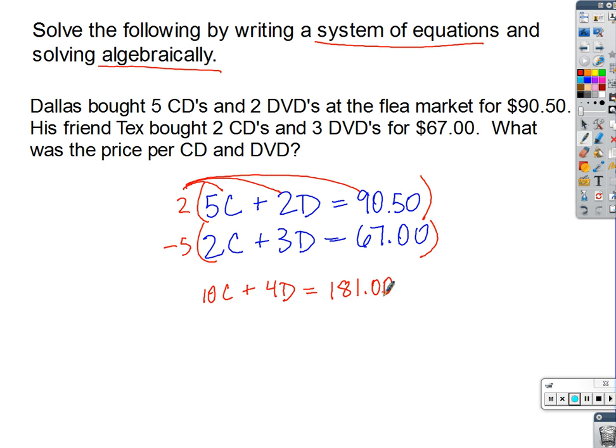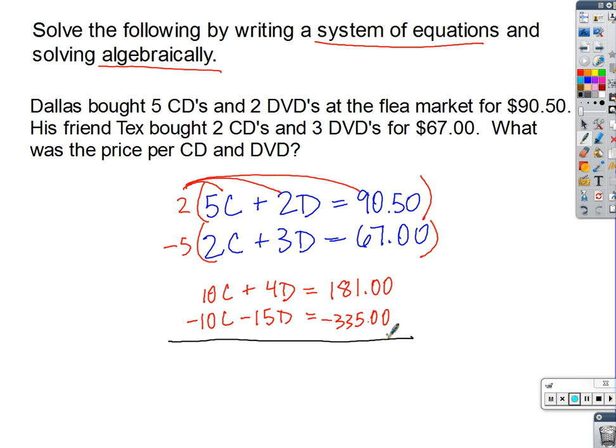And then we have -5 times 2c is -10c. -5 times 3d is -15d. And then this one might be tricky. -5 times $67. Let's see here. That's going to be 0, 0, 5, carry the 3, -$335, I believe. Might want to check my math on that.